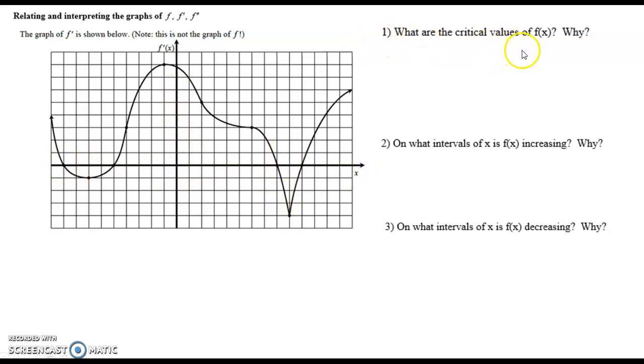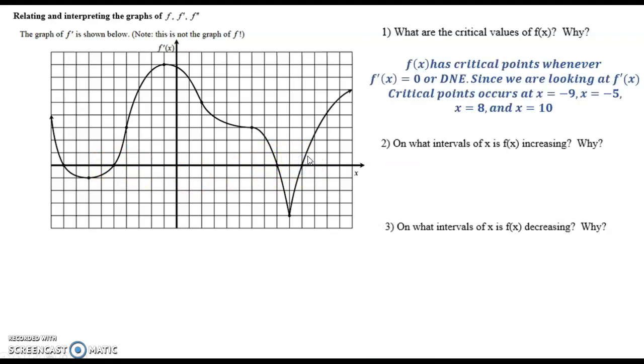So first question said, what are the critical values of f? Again, we're not looking at f. We're looking at f prime. But the definition of a critical point is when the first derivative is equal to 0 or undefined. So the first derivative is equal to 0 here, here, here, and here. So these are all definitely critical points. F of x has critical points whenever the derivative is equal to 0 or does not exist. And since we're looking at the derivative of f, the critical points would occur at -9, at -5, at 8, and at 10.